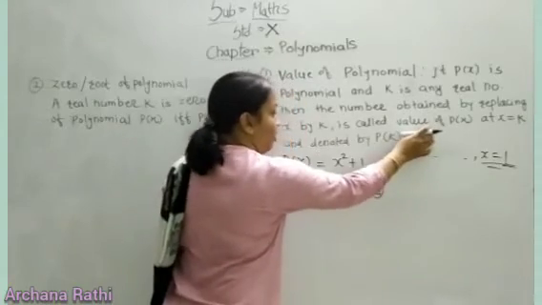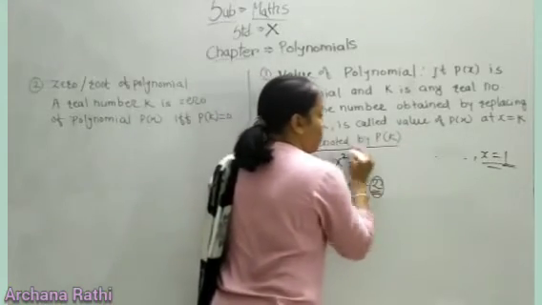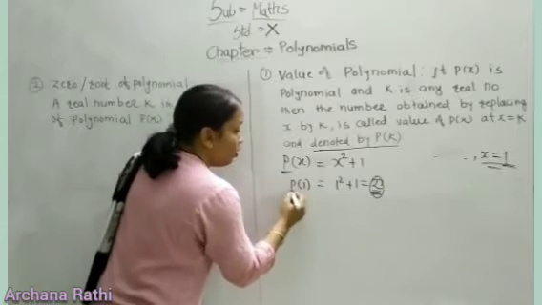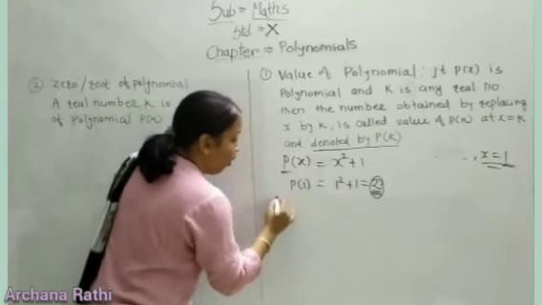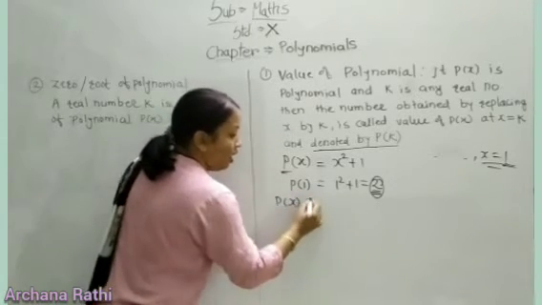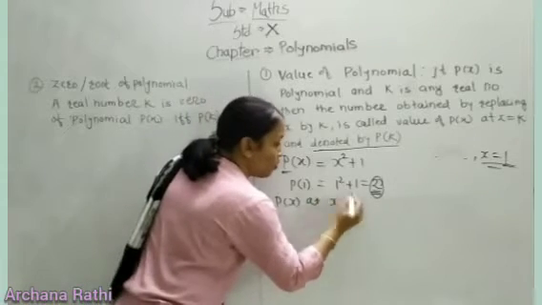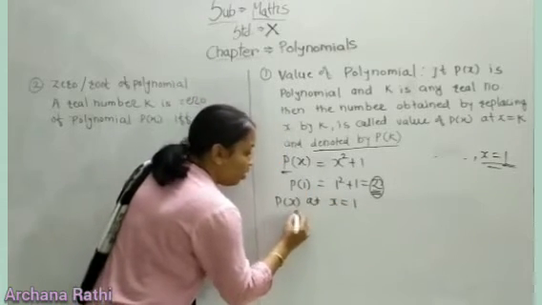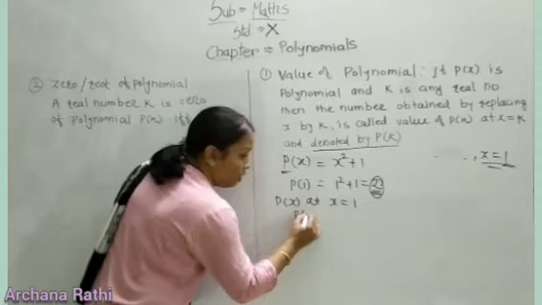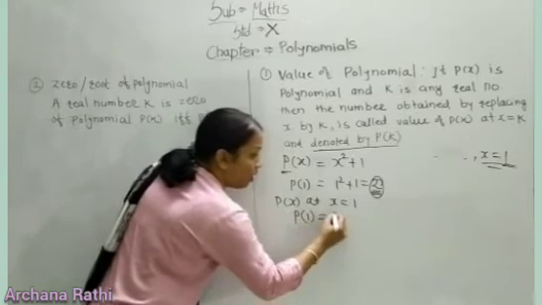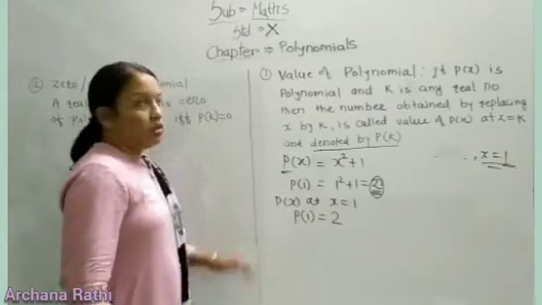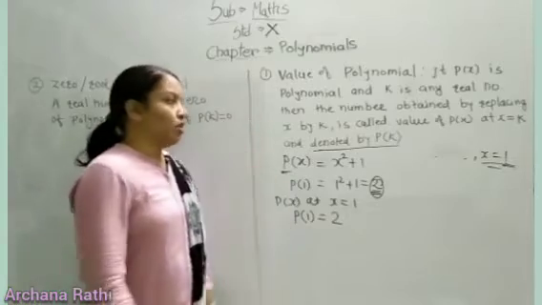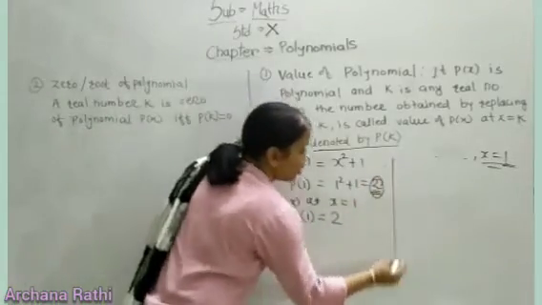This is the general definition and it is denoted by p of k. Here we have to find the value of p of x at x equal to 1. So the notation for the value of p at 1 is p of 1, and we got it as 2. This type of question is asked for 1 mark. Let us see some examples.